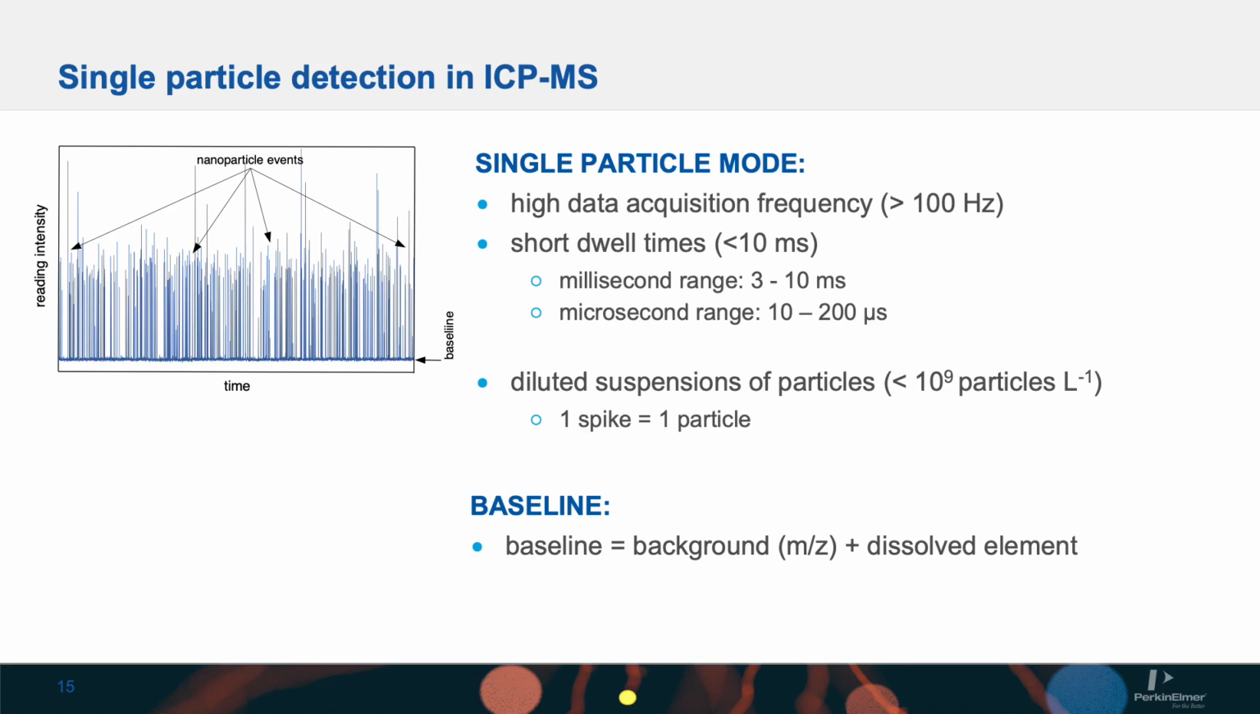This is going to be our situation when measuring carbon. Carbon baselines are going to be significant in our single particle analysis because of the ubiquitous presence of non-particulate forms of carbon in the plasma that come from the argon but also from air and water.